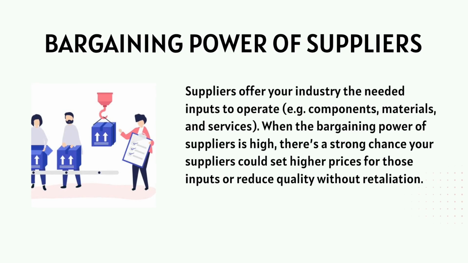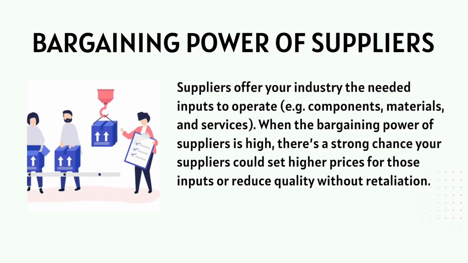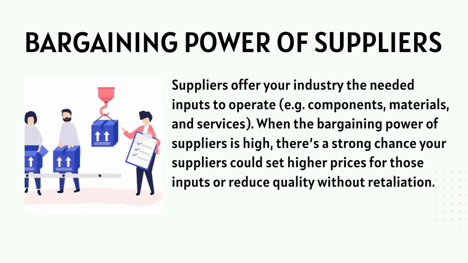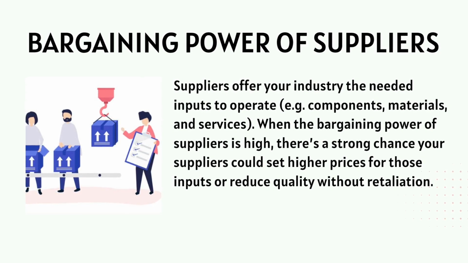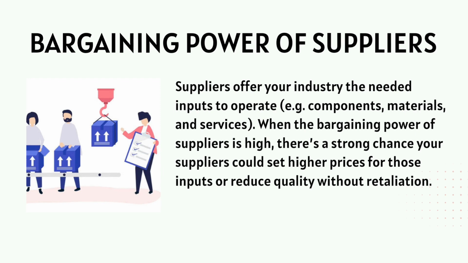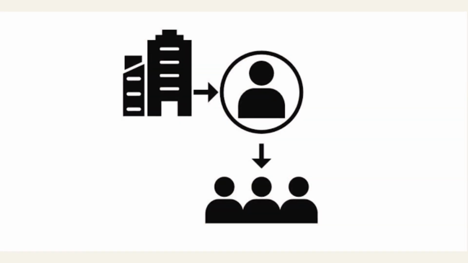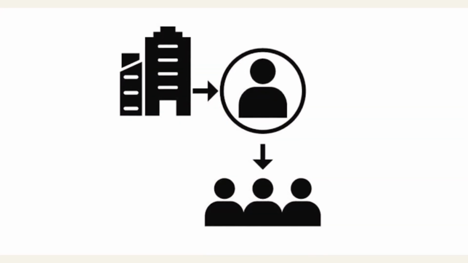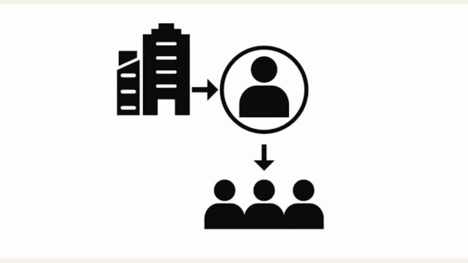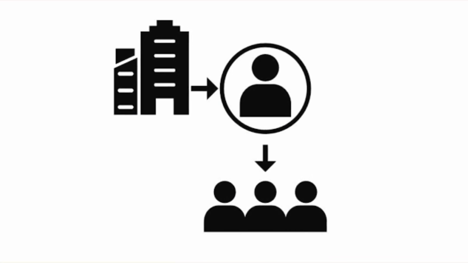Next is bargaining power of suppliers. Suppliers offer your industry the needed inputs to operate, for example, components, materials, and services. When the bargaining power of suppliers is high, there is a strong chance your suppliers could set higher prices for those inputs or reduce quality without retaliation. If you have a number of suppliers to choose from, their bargaining power is likely low, so you will not have a problem switching suppliers if needed.